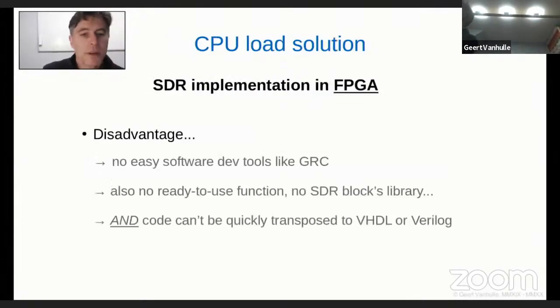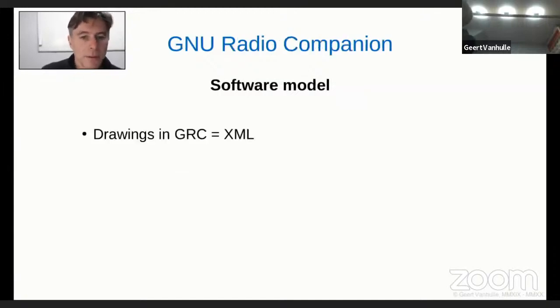Let me first explain something more about how GRC works, how the software model works behind it, then we can go to the solutions. So the software model in GRC works like this. The GNU Radio Companion, when you draw, put the blocks and connect them, is creating an XML file. This XML file contains all the parameters of the blocks that you have been using and the connections and the settings like the sample rate and so on.